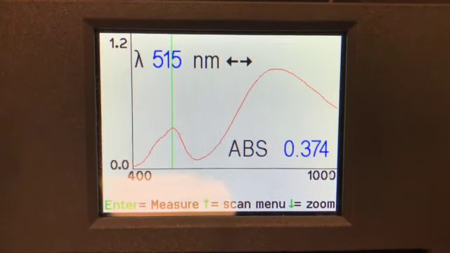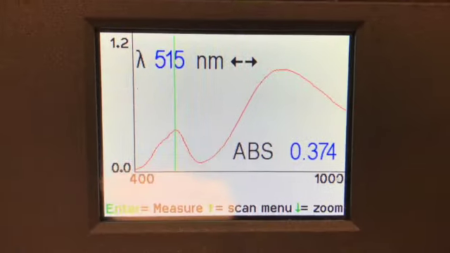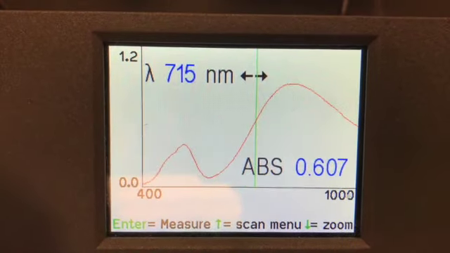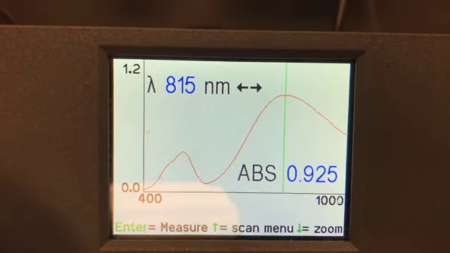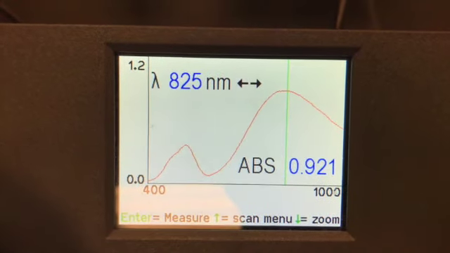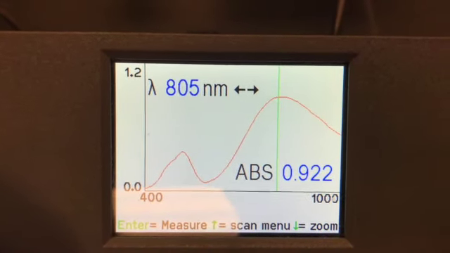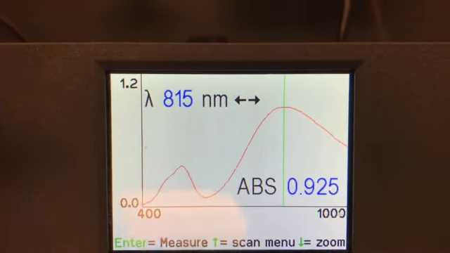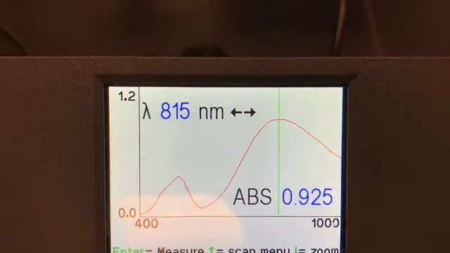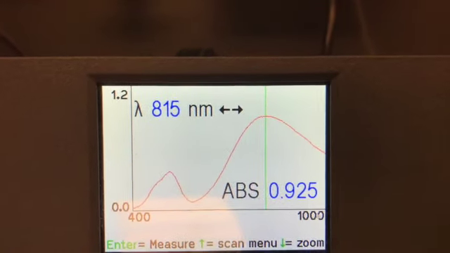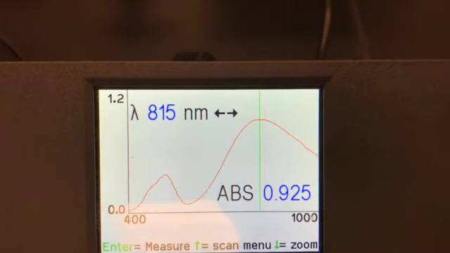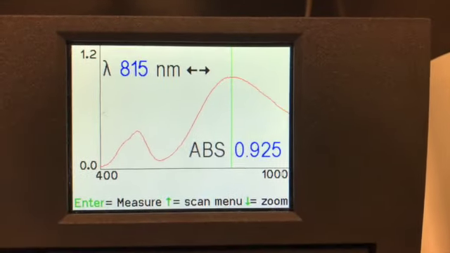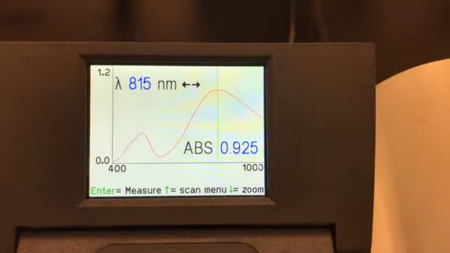If we had a greater concentration of cobalt, we would have a greater absorbance than 0.374. If we had less, then there would be less. Then for the second peak, we want to find where we're getting the peak absorbance here. It looks like it's around 815 nanometers, and the absorbance is 0.925. If there were greater concentration of copper in there, the absorbance would be more, and if there were less, it would be less. And so you record the absorbance for each of your test tubes, and that's what data you're being provided.